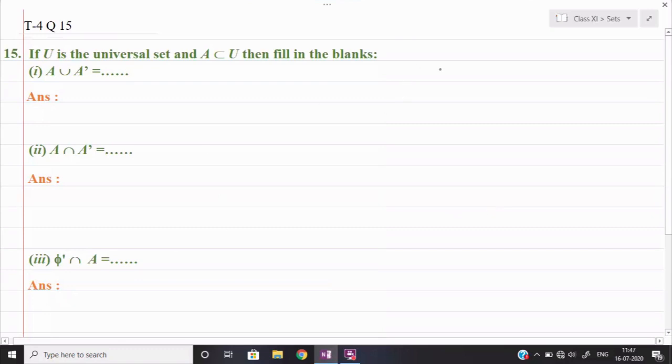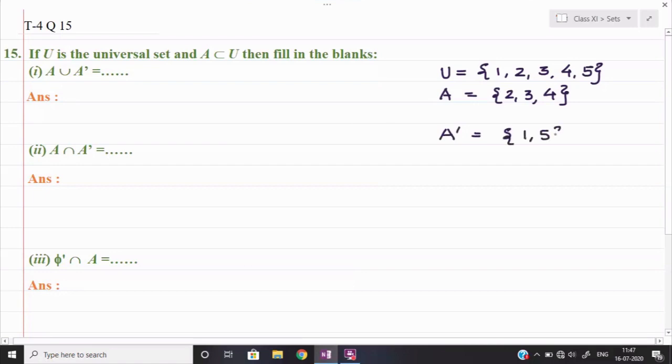For example, suppose U is equal to {1, 2, 3, 4, 5}, and A is {2, 3, 4}. Now first they are asking A union A dash. So let us find out the value of A dash also. What will be the value of A dash here? {1, 5}, because 2, 3, 4 I will subtract from the elements of U. So remaining is here {1, 5}.